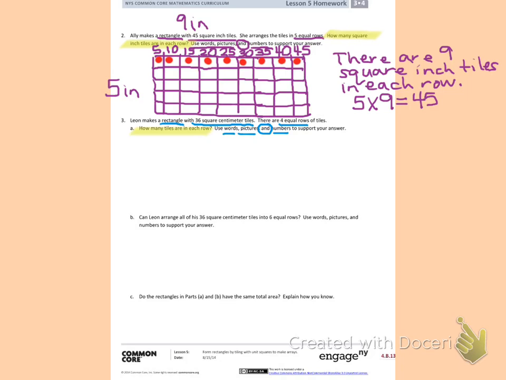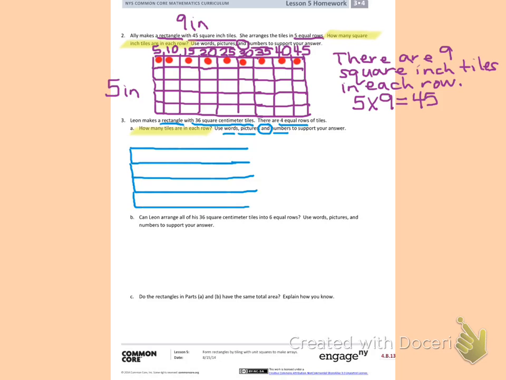Let's go ahead and start with our 4 equal rows of tiles, just like we did above. I'll leave them open again, just in case we need to extend them. All right, here are my 4 rows. Now let's start drawing our vertical lines and skip counting.